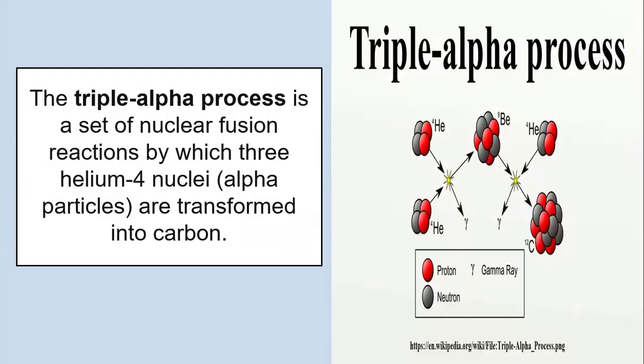And the last process is the triple alpha process. The triple alpha process is a set of nuclear fusion reactions by which three helium-4 nuclei, or alpha particles, are transformed into carbon. Take note, when you encounter the word alpha particle or alpha radiation, the main character there is helium with 4 as the mass number because it has two protons and two neutrons in its nucleus. So this is what you call the alpha particle.